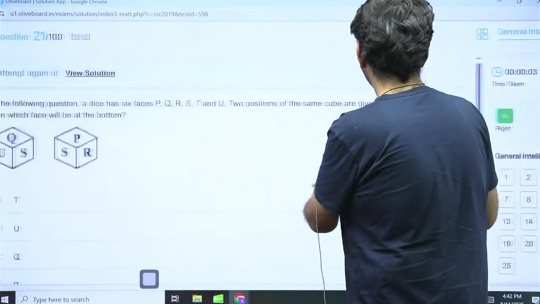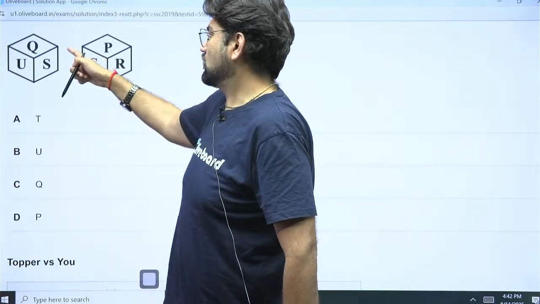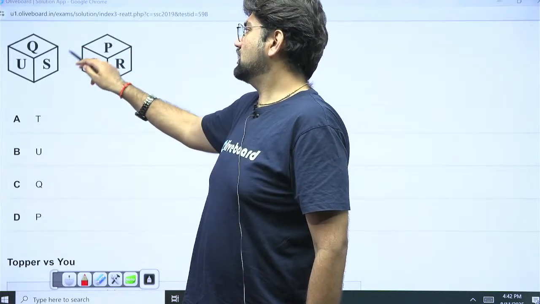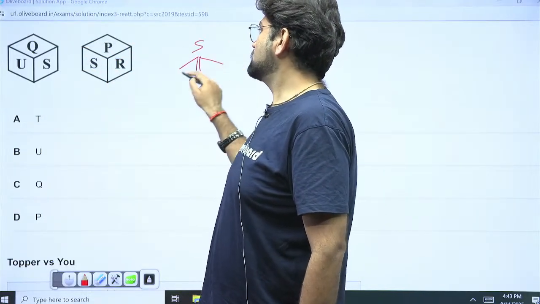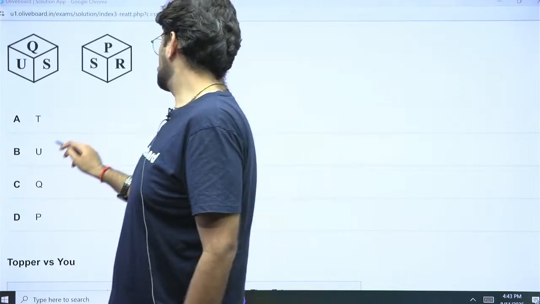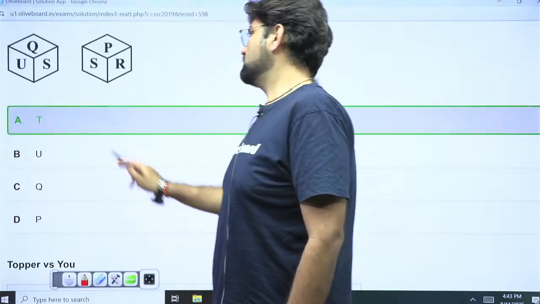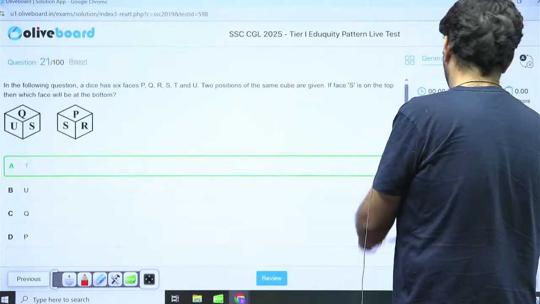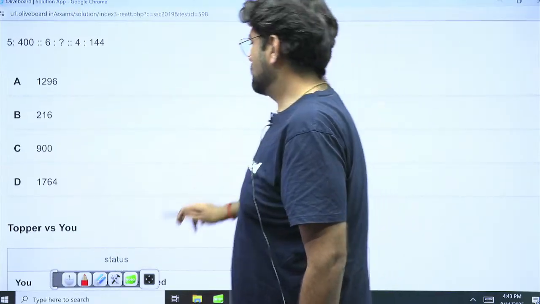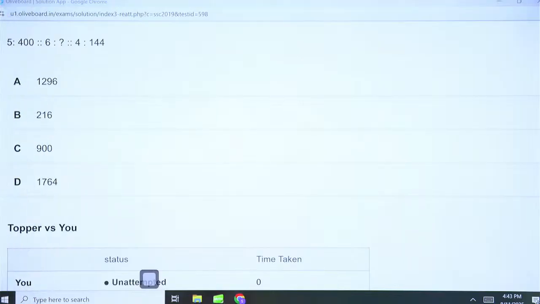Okay. If S is on the top, which face will be at the bottom? So whatever is not there here will be at the bottom. See, S is the only common figure here. So with S we have 4 adjacent faces, Q, U, R and P. So these will never be opposite. So Q, U, R, P will get cancelled. Only T is left. So S is opposite to T. Option A is the correct answer. Pretty easy. 16 seconds. Very good. Correct. Good job.